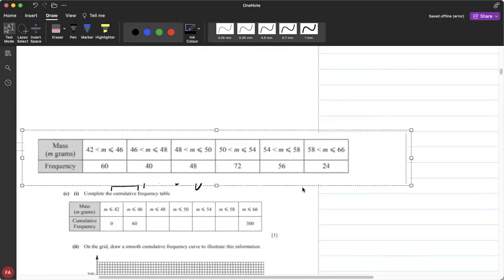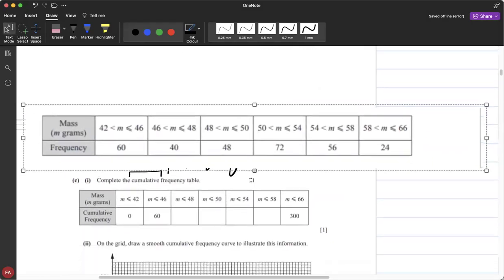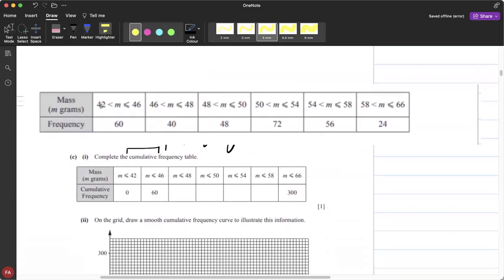All right, so if you look at this table over here, you'll realize that it says anything in between 42 till 46 is going to be 60. So my question to you over here is, what's the value till 42? Can I say before 42 it's going to be 0? That's exactly the case. Before 42 it's going to be 0. Till 46, what's the total? We know in between 42 and 46 we have 60, and before 42 we have 0. So 0 plus 60 gives you 60.